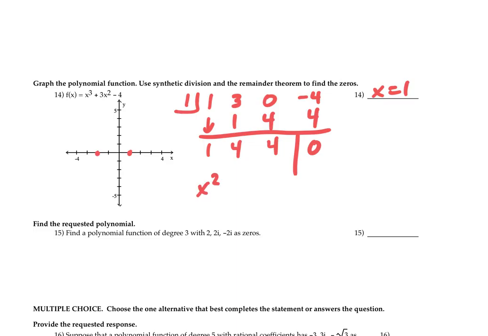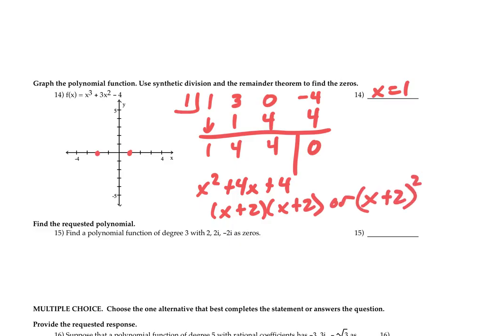And here's where you could use -2 and do synthetic division again, or you can just do it this way. And I think this is a little bit easier, and I think it makes more sense to do it this way. What multiplies to get 4 and adds to get 4? 2 and 2. Okay? So I could factor this into x plus 2 and x plus 2. Or, otherwise known as x plus 2 squared.